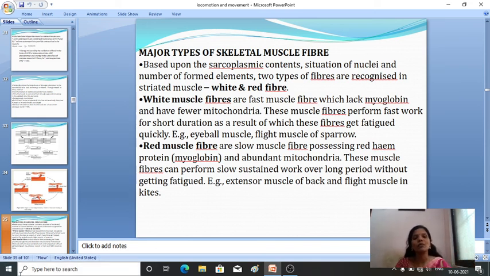So what happens in white muscle fibers? Generally these white muscle fibers lack myoglobin, and they work only for a short period of time, and they get easily fatigued, right?